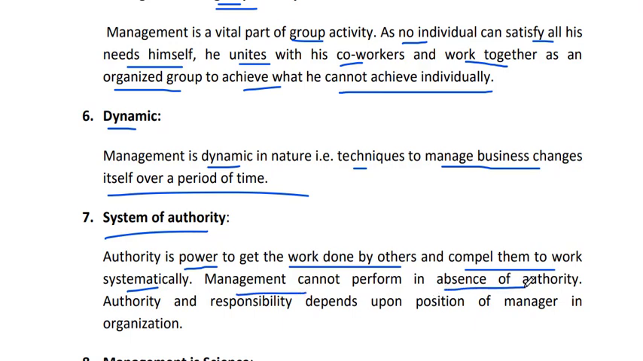So if management orders something, you have to prepare this product in this way, but the worker does not follow the order, then management will not get the work done properly. So for management to work, authority or power is there in any organization. Management cannot perform in the absence of authority. Authority and responsibility depend upon the position of the manager in the organization. What is your responsibility and what is your authority.